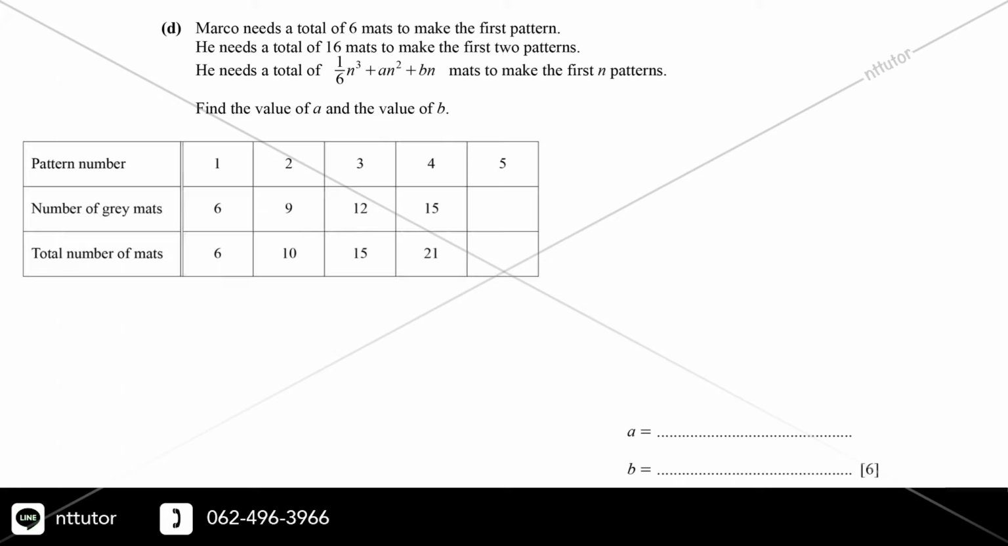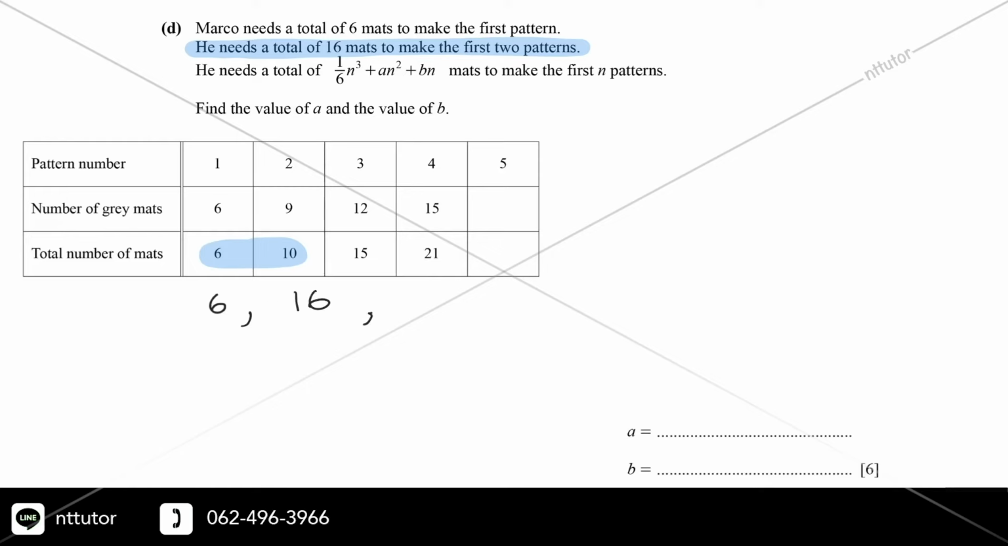If we look at the table from the first part of the question, when it says Marco needs a total of 6 mats to make the first pattern, we can see this from the table because the first term for the sequence of total number of mats is 6. Then it says he needs a total of 16 mats to make the first 2 patterns. 16 comes from 6 and 10. That's 6 plus 10 equals 16.